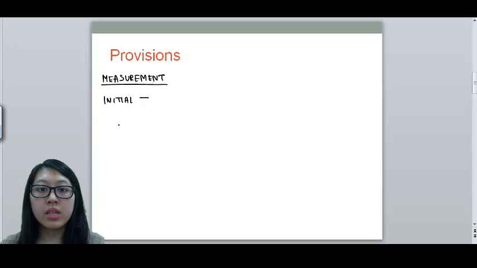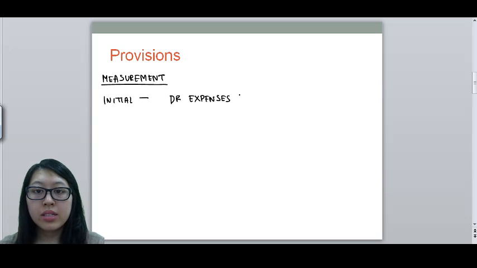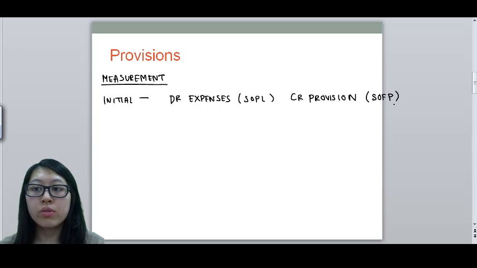If we're talking about initial recognition, meaning that we just created a provision for the first time, then the double entry would be: debit our expenses in the SOPL by the amount of the provision, and credit our provision account, which is shown under the current liability heading in the statement of financial position.